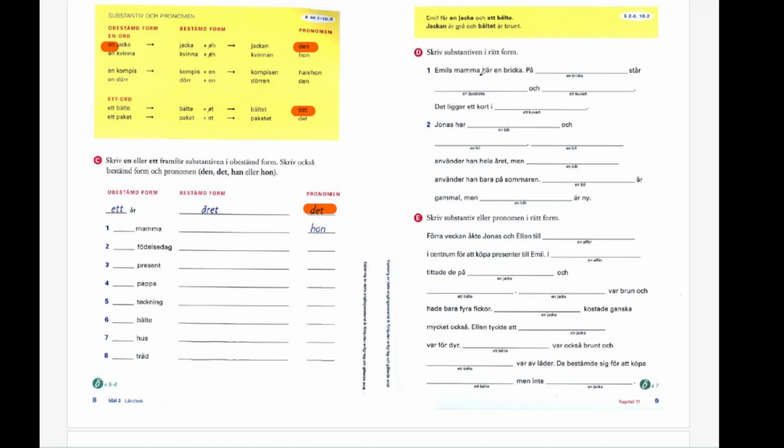Emils mamma bär en bricka. Emil's mamma is holding a tray. På, now you have to write the noun. Står, light and the letter. So how would we do that? På brickan, on the tray. So we would write brickan.